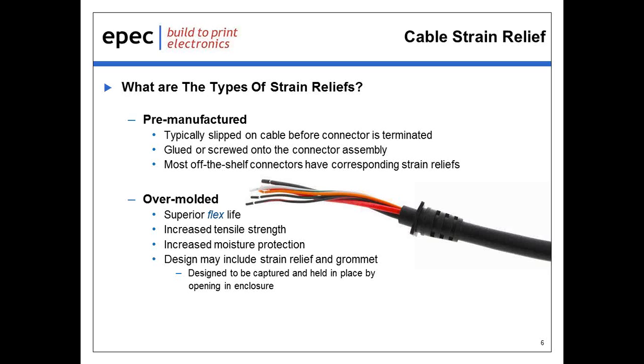The strain relief may also include a grommet that's designed to be captured and held in place by an opening in an enclosure where the assembly is going to be installed. The grommet will also increase the strain relief's effectiveness and increase the entire assembly's tensile strength. So it's a great tool for increasing the likelihood the assembly is going to perform the way it should for quite a long time.